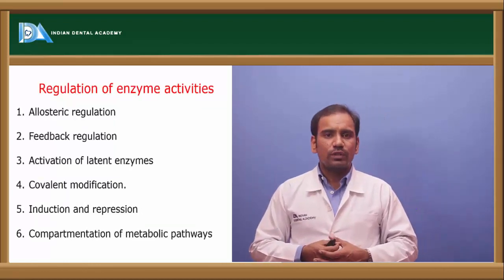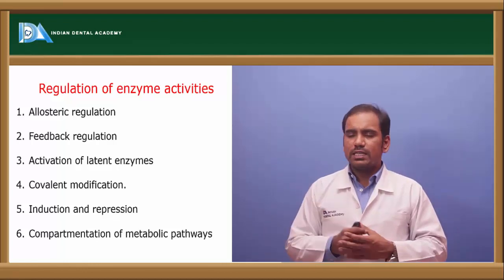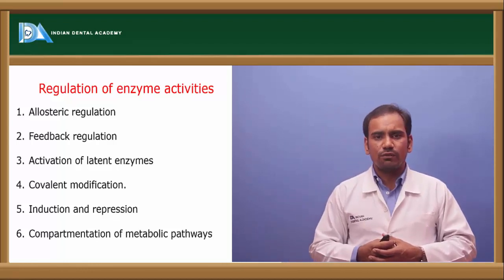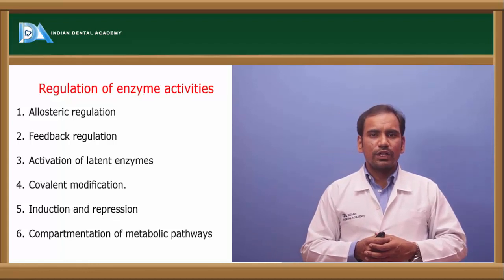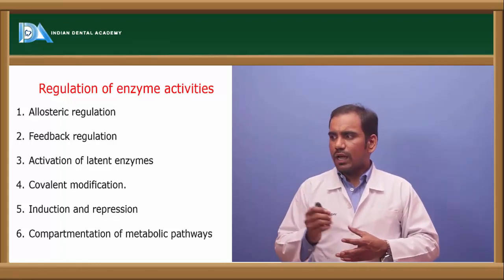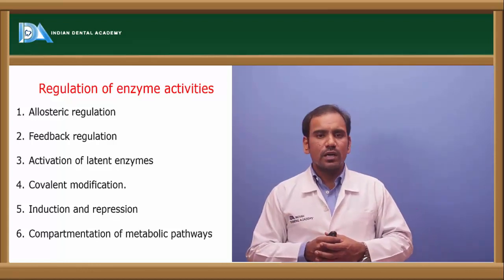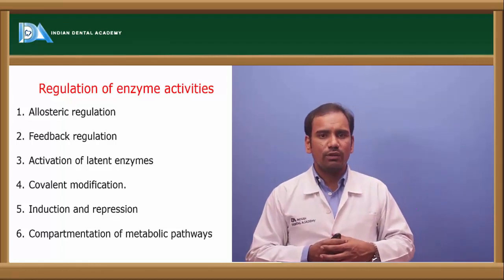Right. So that's about the inhibition of enzymes. Coming to regulation of enzyme activity. There are different ways in which the activity of enzymes is regulated, and those are allosteric regulation, feedback regulation, regulation by activation of latent enzymes, covalent modification, induction and repression, and the other mechanism is compartmentation of metabolic pathways. So what is allosteric regulation?